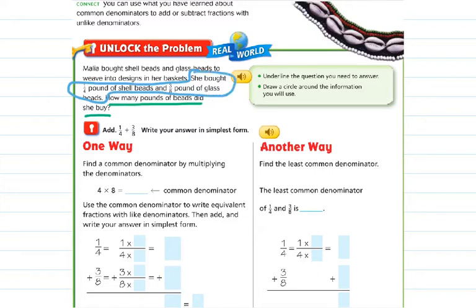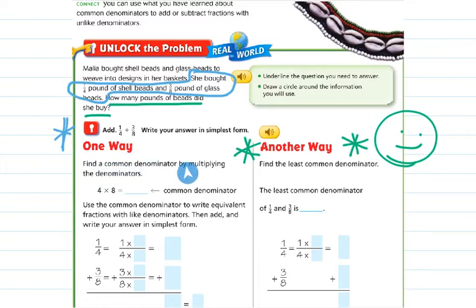So there are two strategies, boys and girls. In this first strategy, we're going to multiply denominators to get a common denominator. And in the second strategy, which I like a lot better, we're going to use the least common multiple. So I'm going to be a little partial and guide you to use that one. So we're going to add 1/4 plus 3/8, and we're going to write our answer in simplest form.